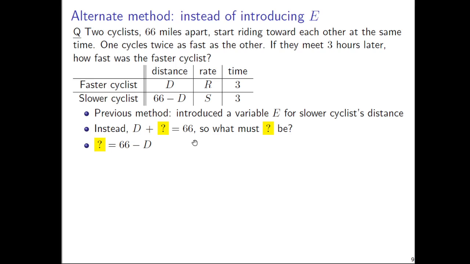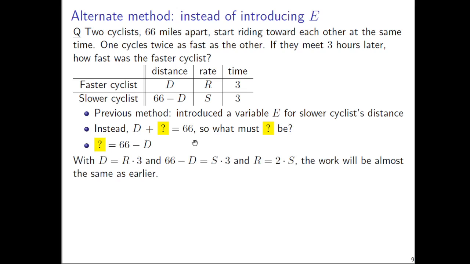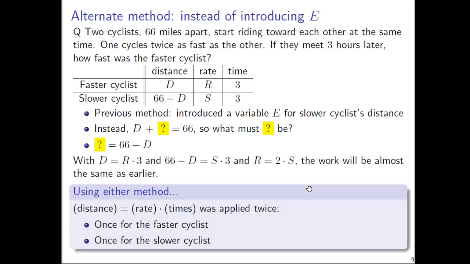So we'll use the variable d to represent the distance of the first cyclist, and then we'll write the expression 66 minus d for the distance of the second cyclist, because when you add d to 66 minus d, you get a total of 66. So we're still applying that principle that the distances of the two cyclists add up to 66. Then d equals r times 3 is the distance formula applied to the faster cyclist, and 66 minus d equals s times 3 is the distance formula applied to the slower cyclist, and then our earlier equation, r is equal to 2 times s. The work at this point will look very much the same as we saw earlier, so we won't go through all of it.